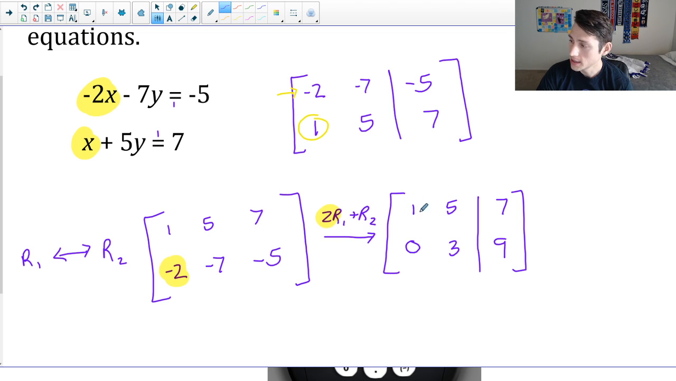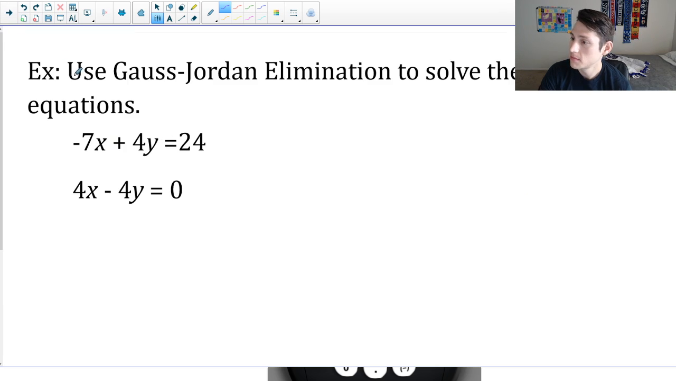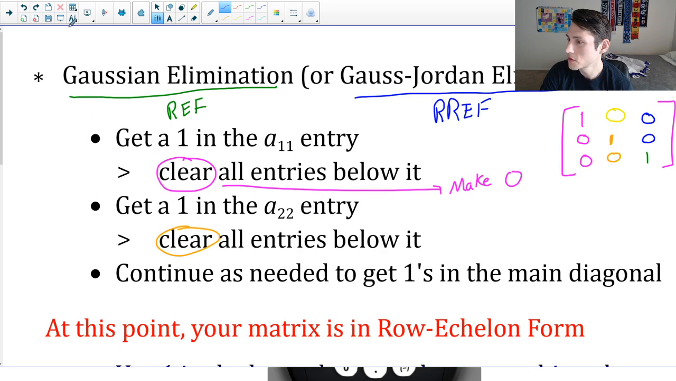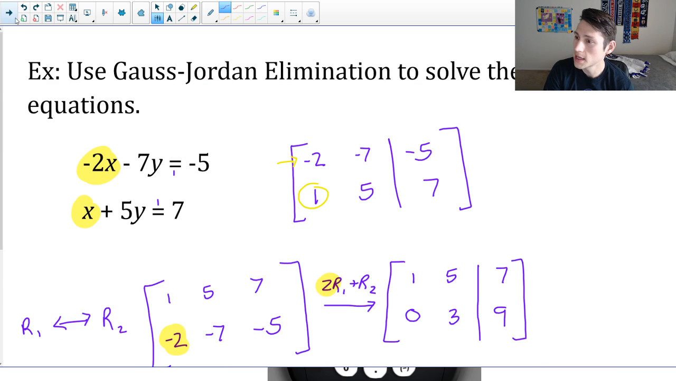Okay, so I got the 1 in the first column, and I cleared everything below it. So get a 1 in the first column, clear everything below it, done, done. Next up, I want to get a 1 in the A22, that next diagonal entry. So now I want to make this 3 into a 1.